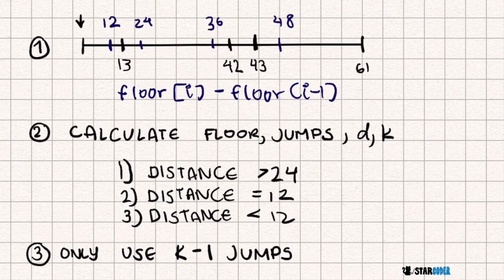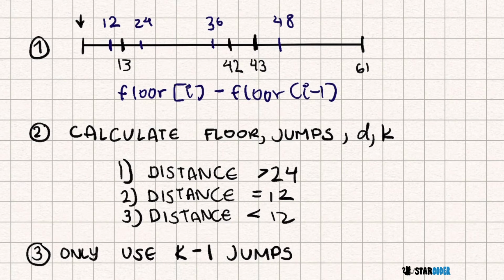In the case that floor I minus floor I minus 1 has a distance greater than 24, we're still going to have to use a value of K. So we're still going to have to jump, and we're going to add 1 to K here. Then in the second scenario, where the distance is equal to 12, we don't need to jump anymore. So the value of jumps and the value of K are going to stay the same. We're not going to update them.